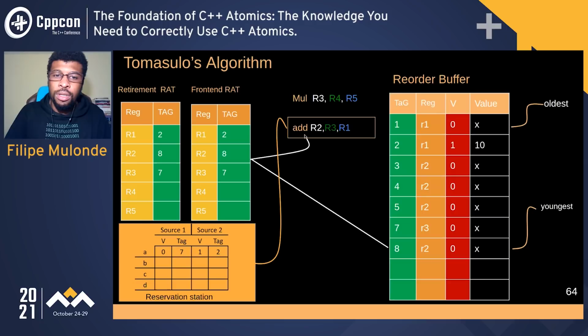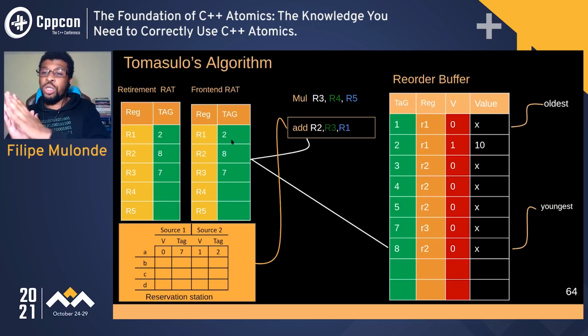Let's see how. When an instruction arrives at the decode stage, we allocate an entry for that instruction, and this instruction becomes the youngest entry in the reorder buffer. And knowing that this instruction is going to update the register number 2, we go to the front-end register alias table, and we write the address of the reorder buffer entry of that instruction into the entry of the register number 2. In this way, we are linking the consumer to the producer.